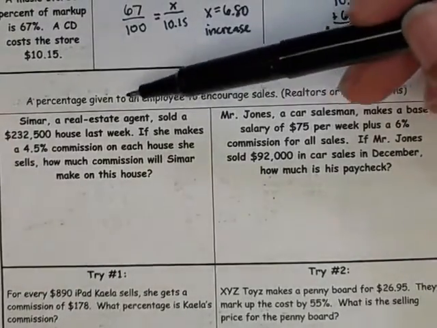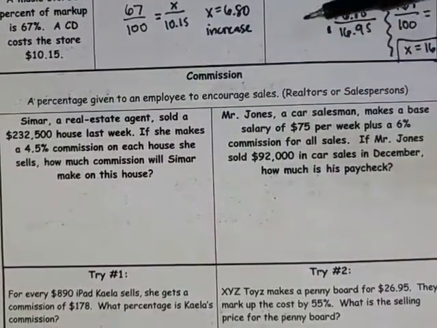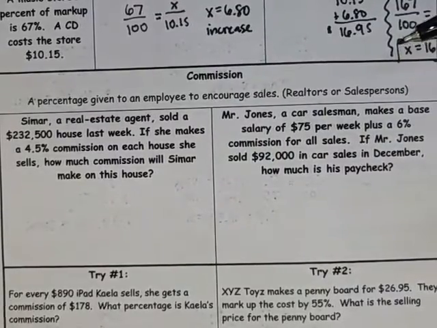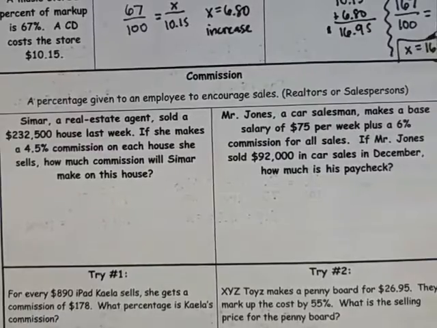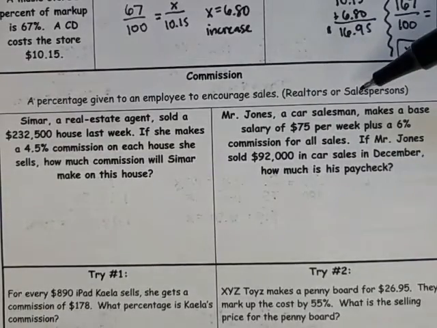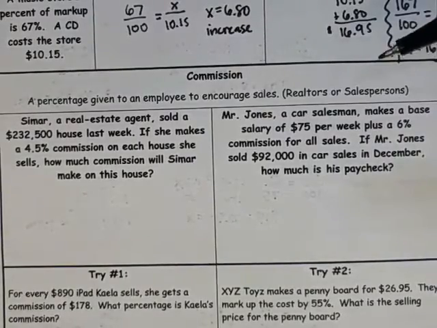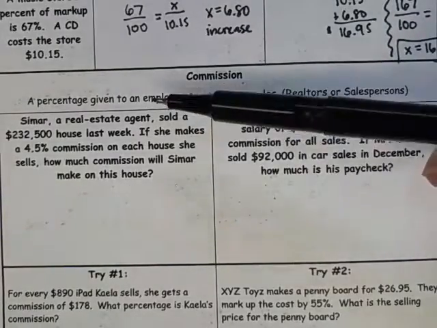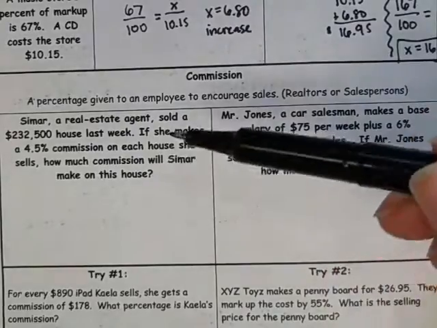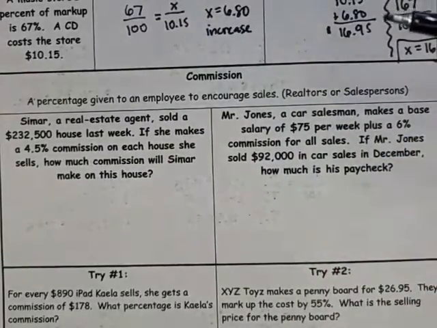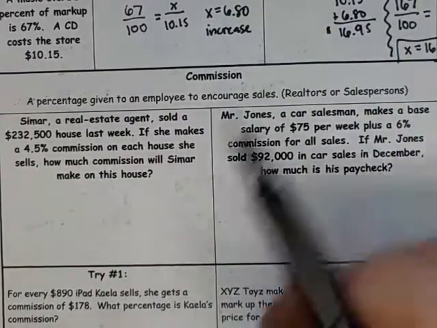Commission is a percentage that you're given to someone to encourage them to sell more. So if you're a realtor and you sell houses, the more houses you sell, the more money you make. Car salesman, same thing. So it's a really good thing to have as long as you're a good salesperson. So let's read about these two things, and it's just a percentage that you're finding of the amount that you sell.